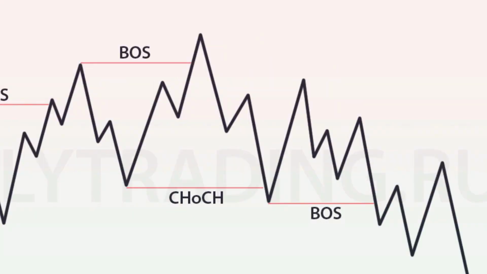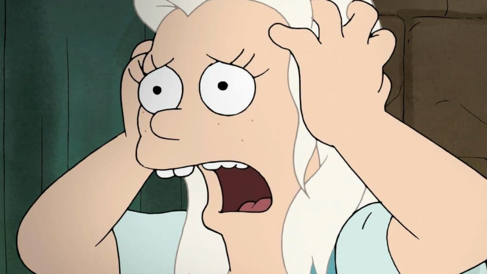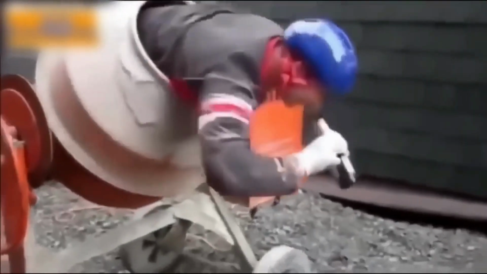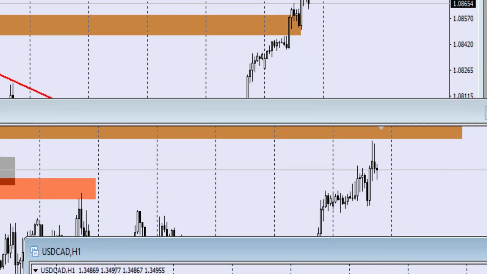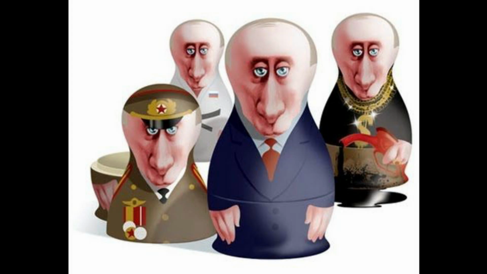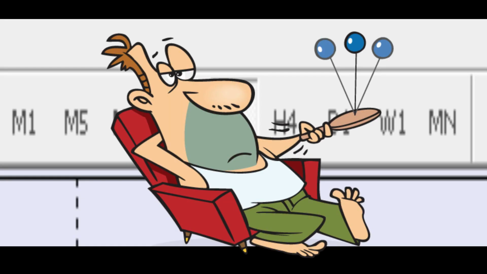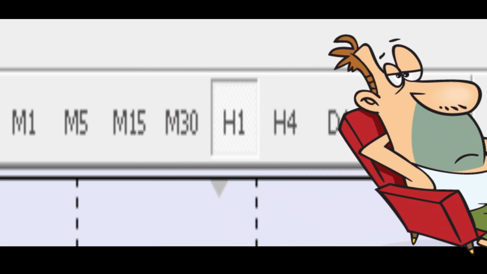CHoCH is a change in the nature of the market. As a rule, after the formation of CHoCH, the movement changes its direction, but it is not always the case. We need to consider several facts, since all time frames are, in fact, a nesting doll in a matryoshka doll, and therefore it is important for us to choose only 3 working time frames for ourselves.